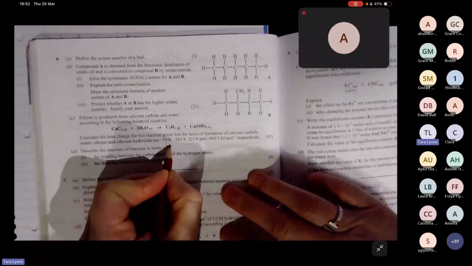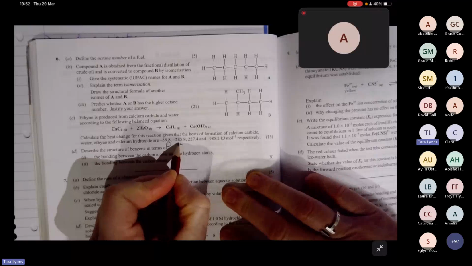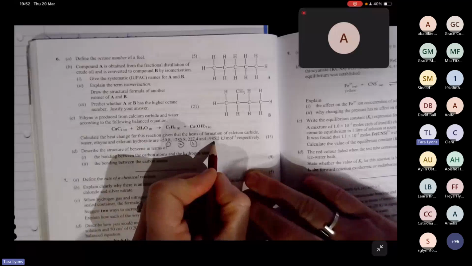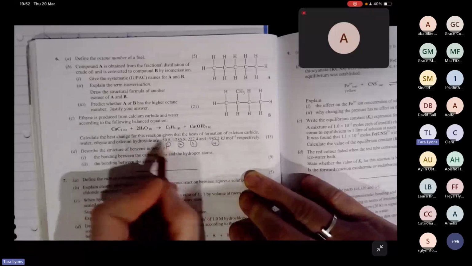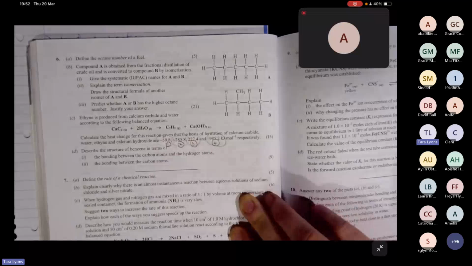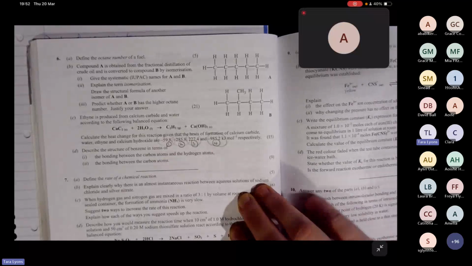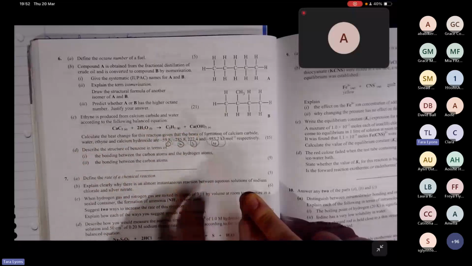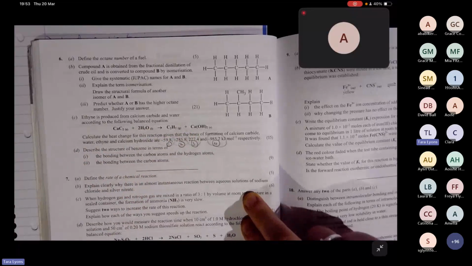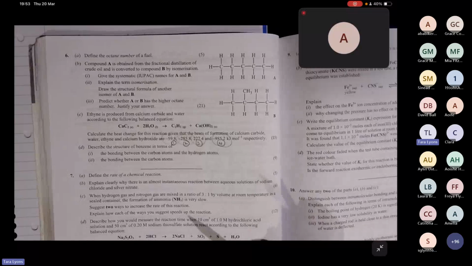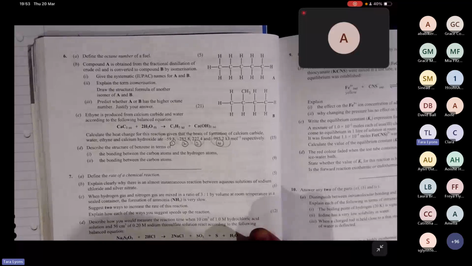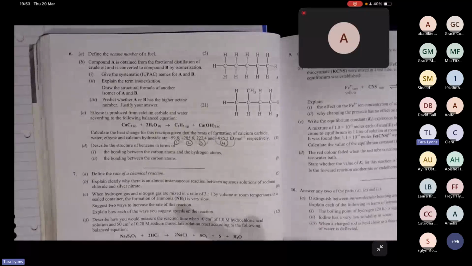I've been given the heat of formation of calcium carbide, the heat of formation of water, the heat of formation of ethyne, and the heat of formation of calcium hydroxide. 4 numbers, 4 pieces of information given to me. So I want the heat change for this equation, and I've been given the heat changes for these 4. Now, there are different ways of approaching this, and if you're mathematically minded, well, doing the method that doesn't involve writing any equations is great. But I often find that a lot of the class is not necessarily mathematically minded.